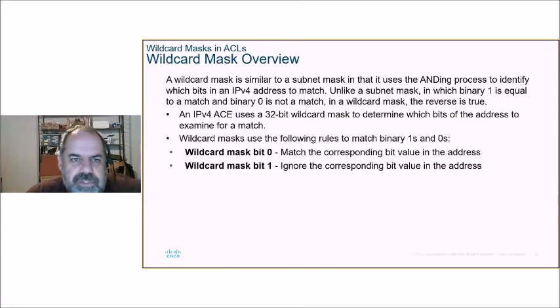So a wildcard mask is similar to a subnet mask in that it uses the ANDing process to identify which bits in an IPv4 address to match. Unlike a subnet mask, in which a binary 1 is equal to a match and a binary 0 is equal to a not match, with the wildcard mask the reverse is true. An IPv4 access control entry uses a 32-bit wildcard mask to determine which bits of the address to examine for a match.